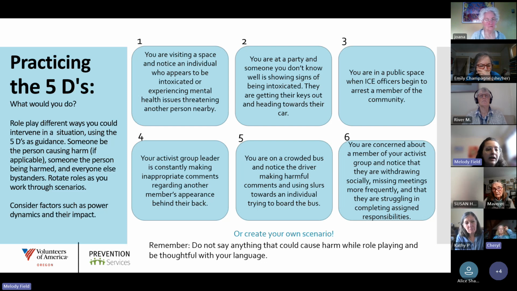And as we have discussed so far with this training, we do ask people to consider factors such as power dynamics and their impact. It sounds like you folks have done a great job of doing that already, just with that first scenario I presented. So I will try and get you into breakout groups. Does anyone have any questions before I do that?